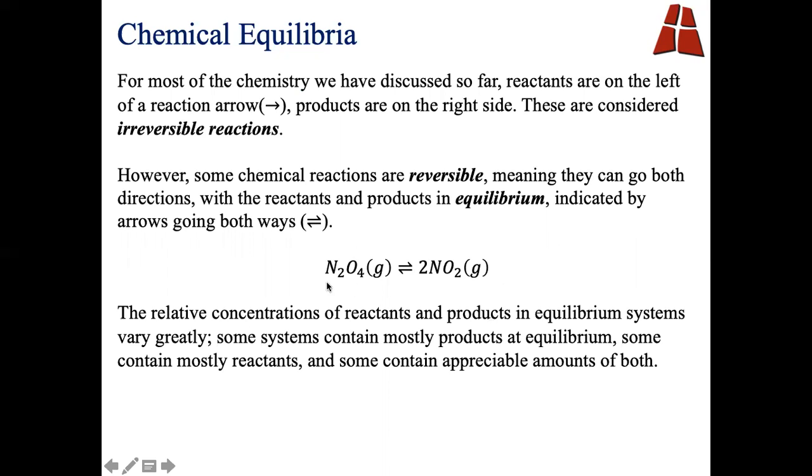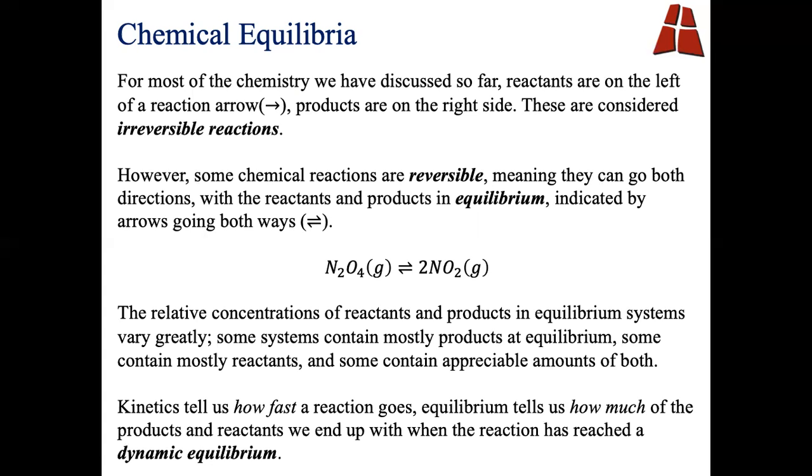Okay, this is an example here, of course, that we actually covered last class, where we have N2O4 going to 2NO2. Okay. And so the relative concentrations of our reactants and products might vary greatly. Just because something is in equilibrium does not mean, for example, that we don't get a lot of products. We'll talk about how we quantify that a little bit later this video. But basically, something being in equilibrium doesn't mean there are a lot of products or a lot of reactants. It could mean either. Okay.